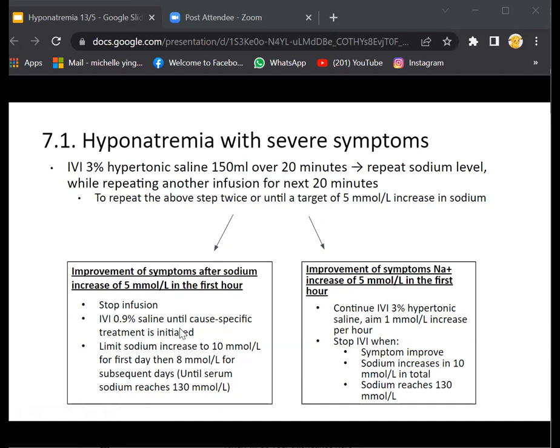Usually, because I think there were a few cases of overcorrection of sodium that happened here before, with osmotic demyelinating symptoms after that, we are quite cautious in 3% saline use. And if you are using it, preferably make sure you trace the sodium urgently so that in case of overcorrection, we can correct it in time.